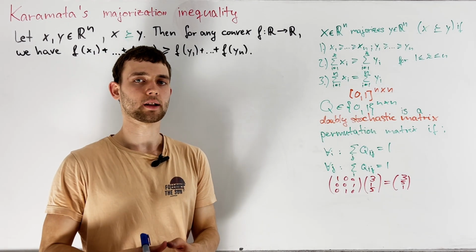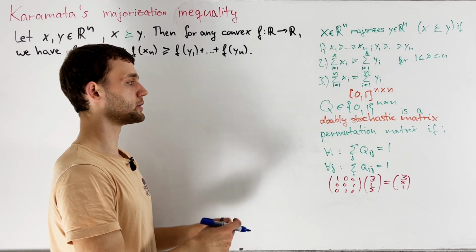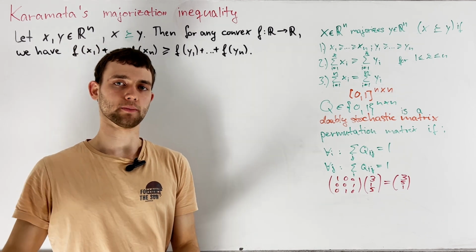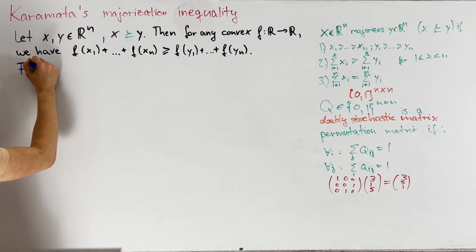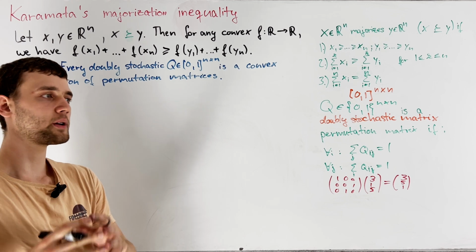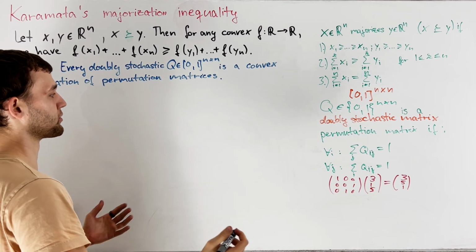The first question you might now ask yourself is whether every doubly stochastic matrix can be represented as a convex combination of permutation matrices. This is indeed the case, and I now want to prove this fact. The key idea is that all we really need is to find a single permutation matrix that we can fit into Q.